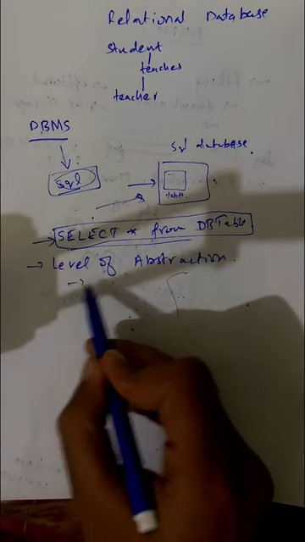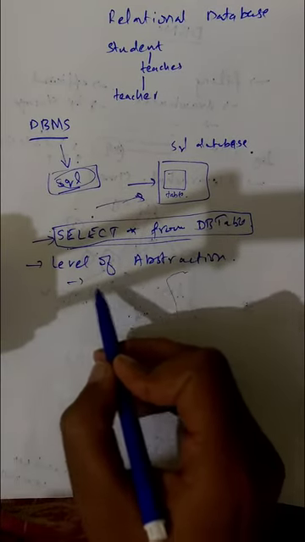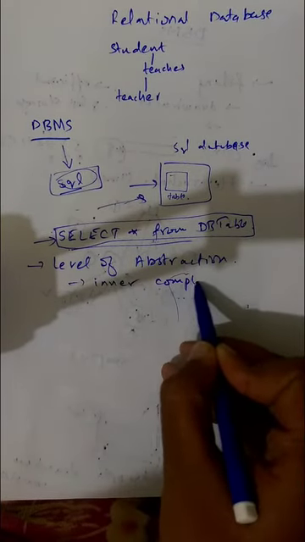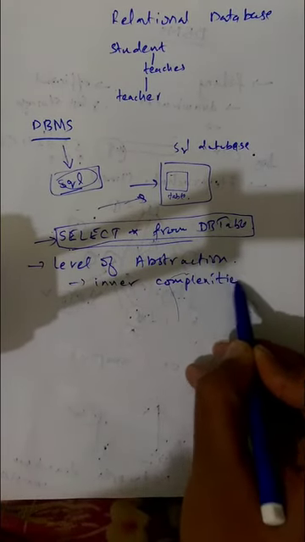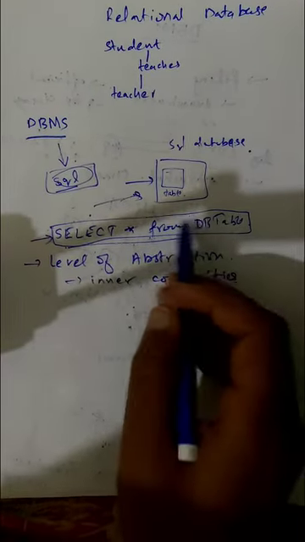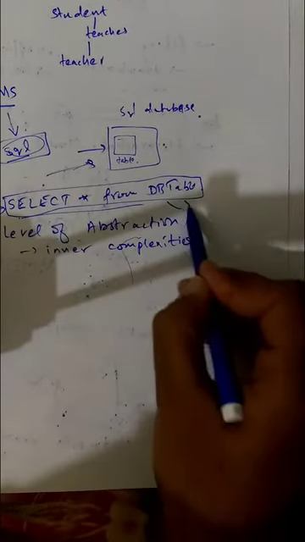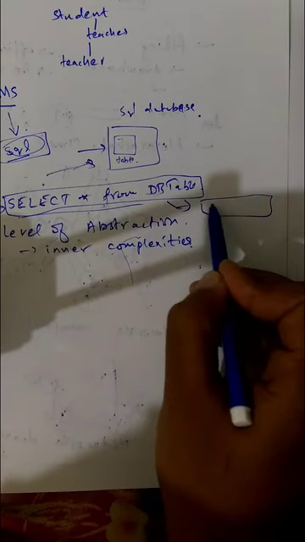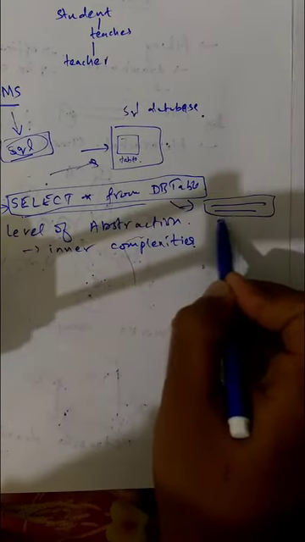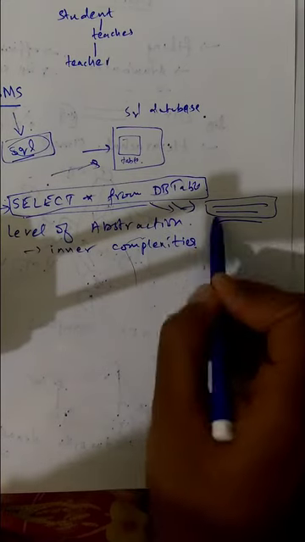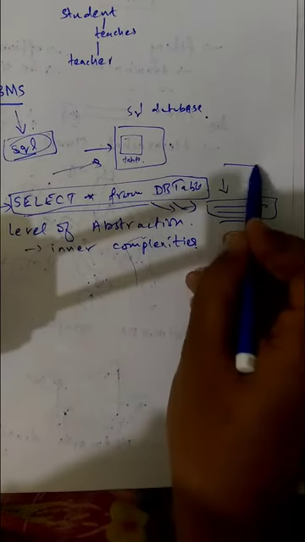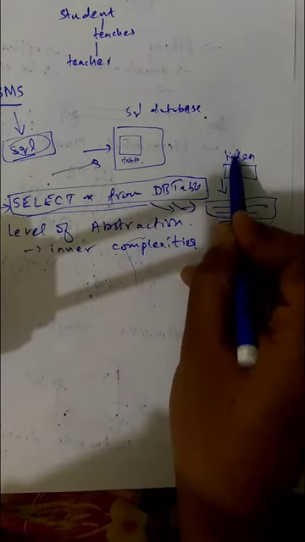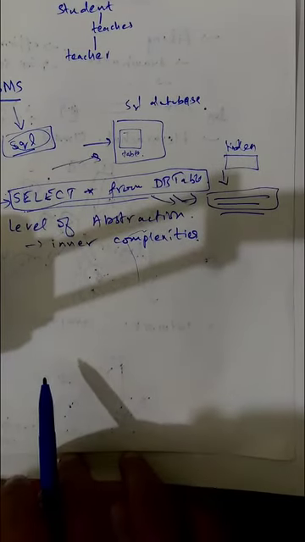That means the inner complexities are hidden. Maybe there is some kind of code written behind it that gets executed on writing this query, and that piece of code is hidden from us. So this is what we call level of abstraction.